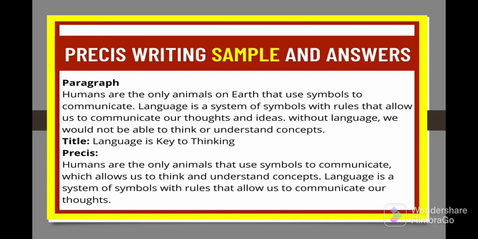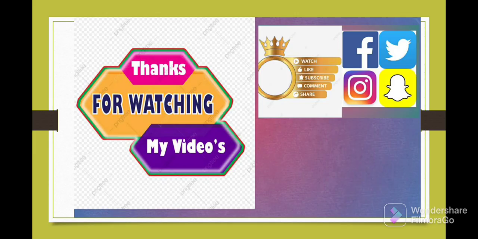See now how to write the precis. Humans are the only animals that use symbols to communicate, which allows us to think and understand concepts. Language is a system of symbols with rules that allow us to communicate our thoughts. In this way, we have to write the precise writing.